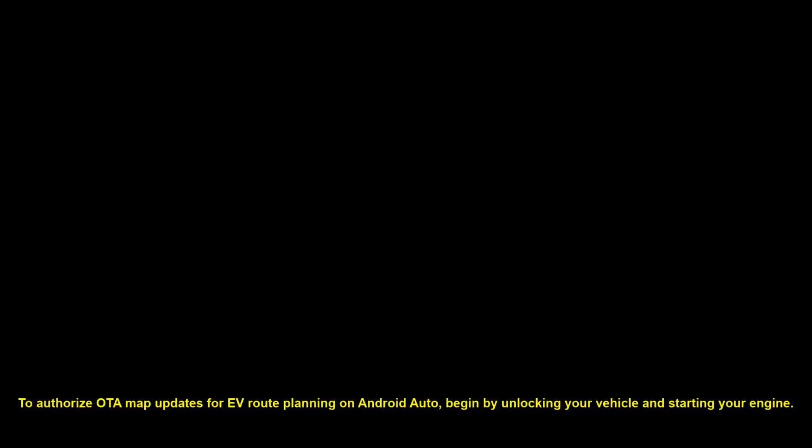To authorize OTA map updates for EV route planning on Android Auto, begin by unlocking your vehicle and starting your engine. Next, ensure that your smartphone is connected to the car's infotainment system via Bluetooth or USB. Open the Android Auto app on your smartphone. If you haven't yet installed the app, download it from the Google Play Store.